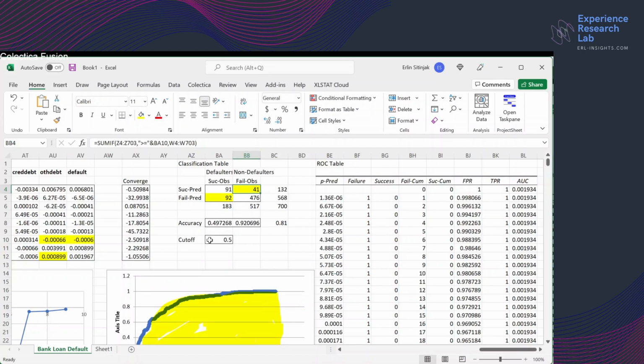So the answer to the question will actually depend on the business objectives. If the objective is to minimize the risk, I can try to improve the accuracy of the model prediction by decreasing the cutoff value to 0.45, for example. Consequently, the type 1 errors will decrease to 79. It means that the number of defaulters wrongly predicted as non-defaulters will decrease to 79.